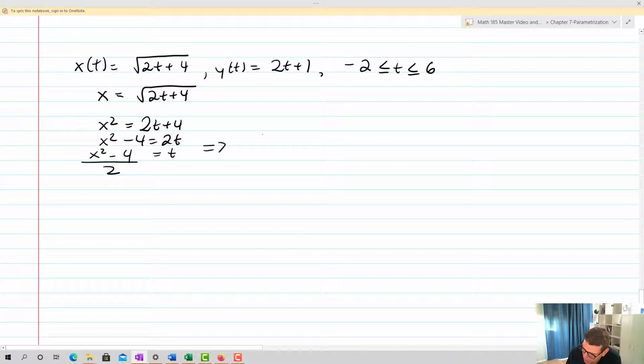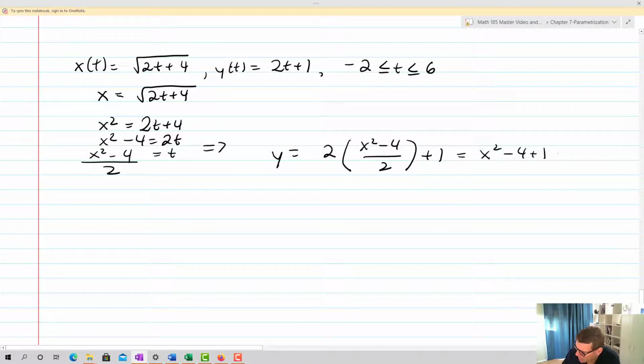Substituting now into y, we'll get y equals 2 times (x squared minus 4)/2 plus 1. And this then equals x squared minus 4 plus 1, which equals x squared minus 3. So we'll construct our table, and we'll get t, x, and y.